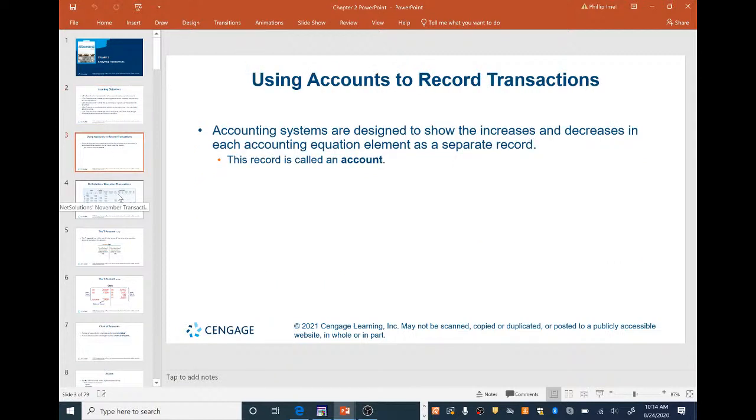So, using accounts to record transactions. First, accounting systems are designed to show the increase and decrease in each accounting equation element as a separate record. This is going to be called an account.